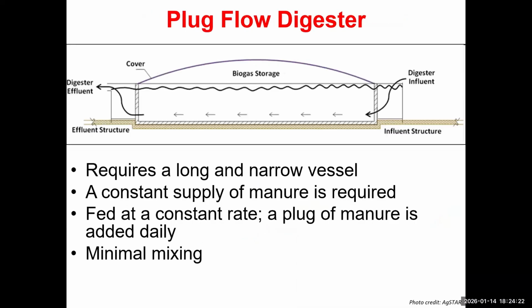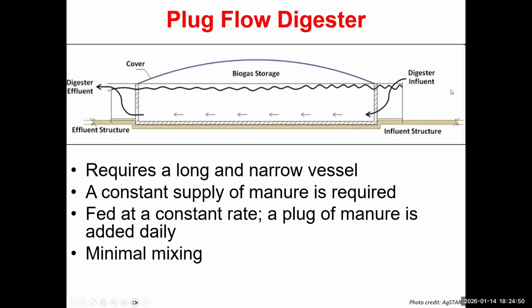The next design I want us to look at is called the plug flow digester. So this is a horizontal, long and narrow vessel. It can be made of concrete or, say, steel, and it is covered with a flexible material to capture the biogas. So how this particular system operates, the plug flow digester is fed at a constant rate.